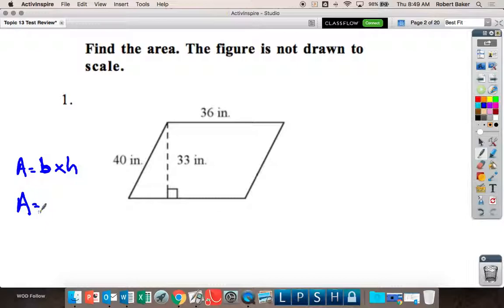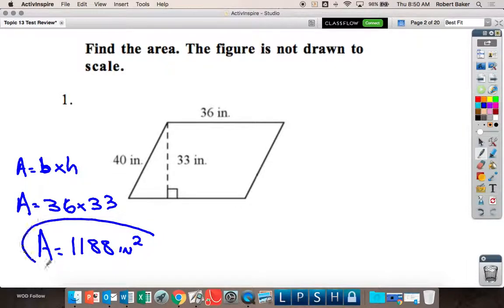And you have to choose the correct base, and that's the one between the corresponding base for the altitude. So it's 36 times the height, 33. That'll give you the area of your shape, in inches squared. That'll be a multiple choice question. It'll say 1,188 inches squared is A, B, C, or D.